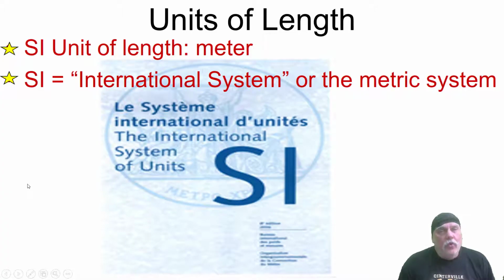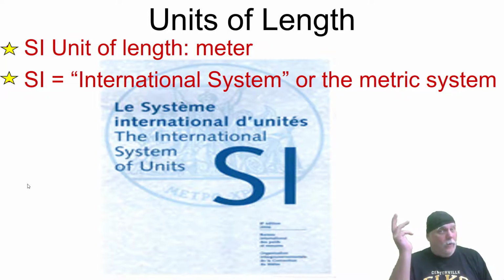Now that we've seen some tools that are used to measure length, let's talk about units of length. The SI unit of length, the base unit, is called the meter. And SI, in case you don't know, stands for International System, or sometimes it's referred to as the metric system. The reason why it's SI, not IS, is that it's French. So it's like, Le Système International.